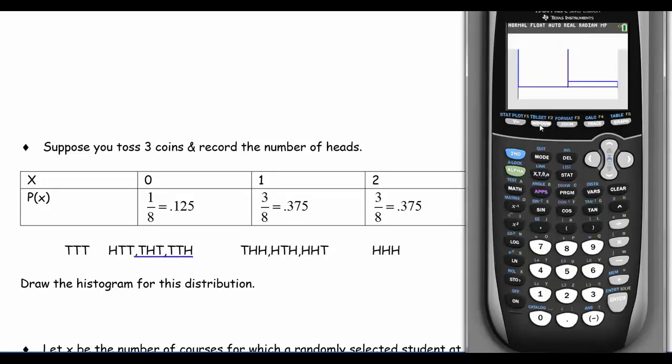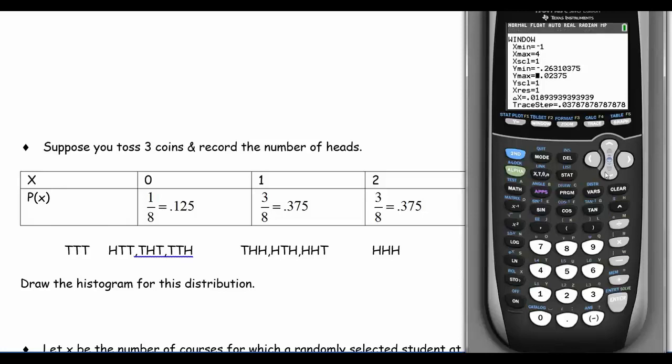Just sit tight for a second. So if we go to window, let's take a look at what it's doing. It is telling me that it's going from 0 to 6 and it's counting by threes. Okay, I know the numbers go from 0 to 3 and I want it to count by ones. So I'm actually going to have it go back to -1, and we'll have it go up to 4 because I'd like to see everything.